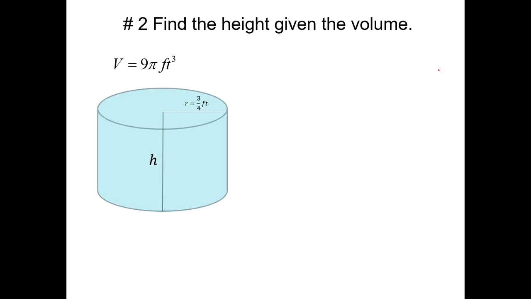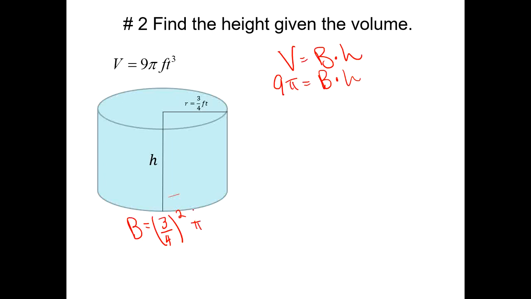So now we have volume is equal to big B times h, but now we know that V is 9 pi, and we need to find the area of the base, and we need to find h. Okay, so let's find big B. So big B is going to be 3/4, our radius, squared times pi. Ooh, when we square a fraction, you're squaring the number in the top and the number in the bottom. That's back to algebra 1. So 3 squared is 9, 4 squared is 16. So that is big B.